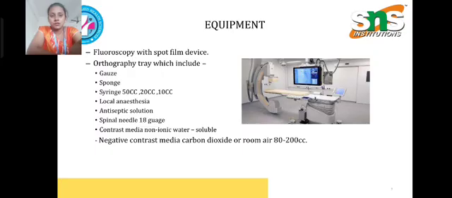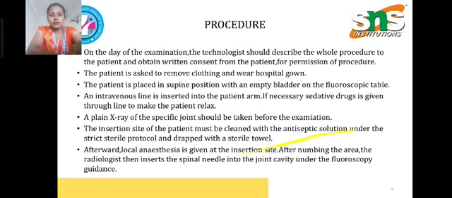Local anesthesia should be given. Antiseptic solution should be present. An 18 gauge spinal needle should be there. Contrast media should be there, and these are positive contrast media. Negative contrast media is carbon dioxide or room air, about 80 to 200 cc, and it should also be present in the equipment.